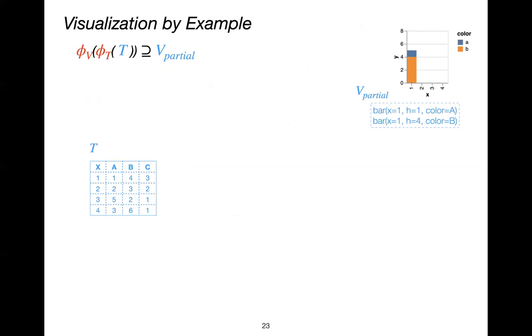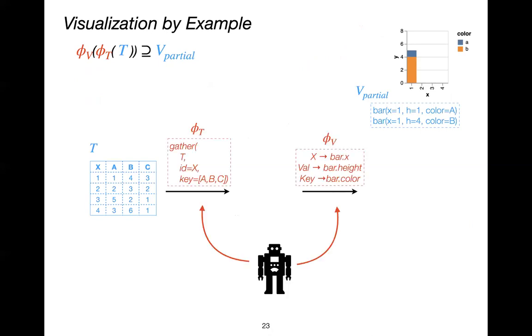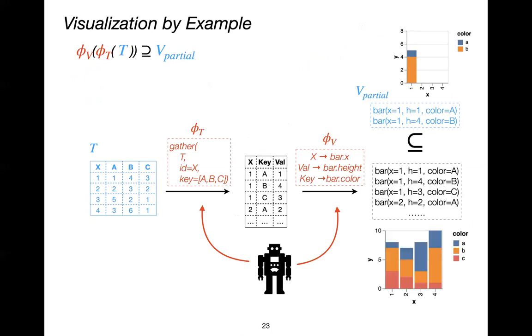So we have the input table and the user demonstrates a partial visualization. The goal is to synthesize programs to contain this partial visualization. And the program is going to synthesize those operators to do the transformation such that the final visualization contains what the user demonstrated.